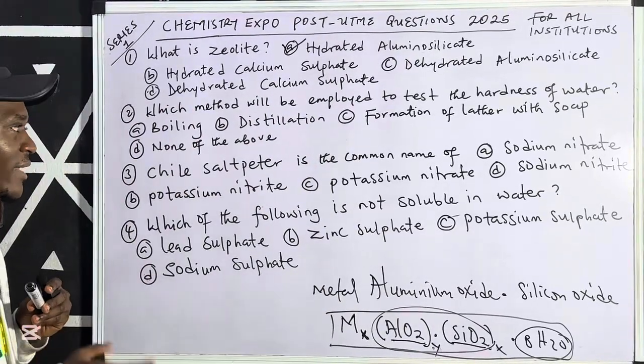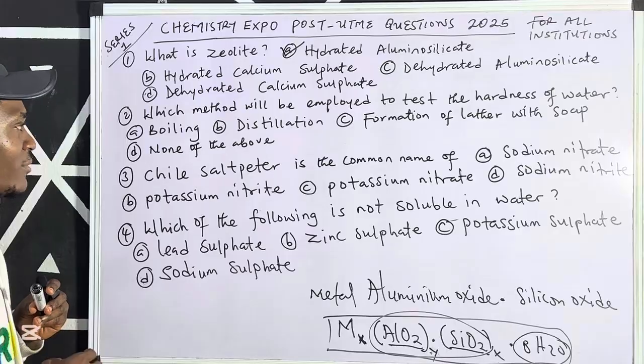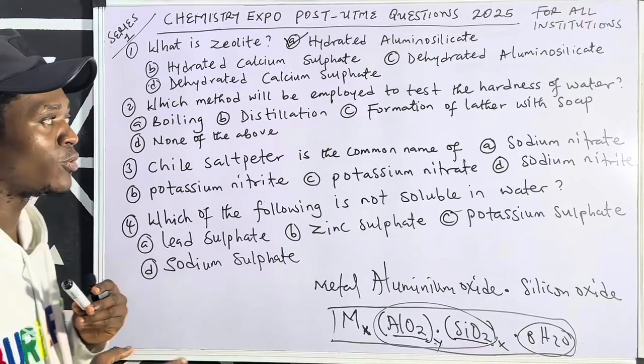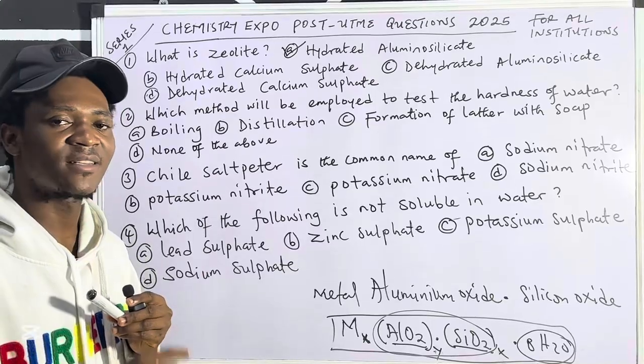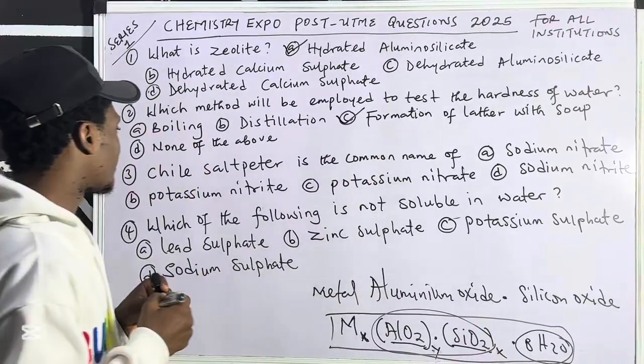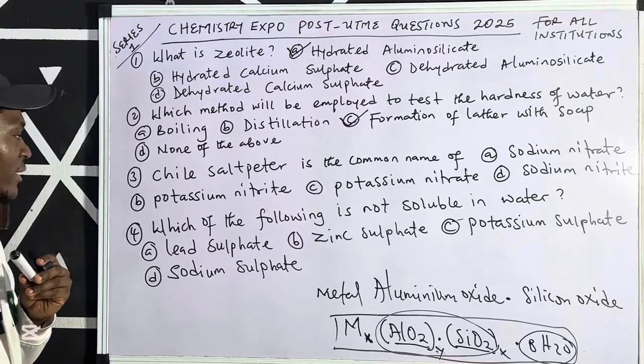A. Boiling, that's not it. Distillation is not part of it. Formation of lather with soap is part of it. That's what will show whether water is hard or soft. So the correct option is option C. Then question 3.